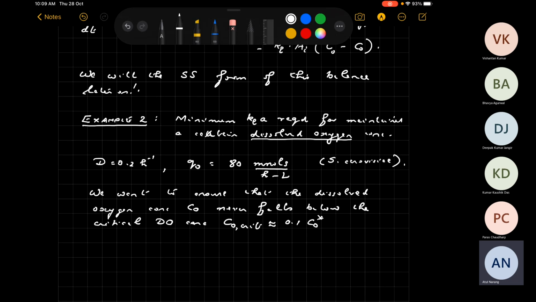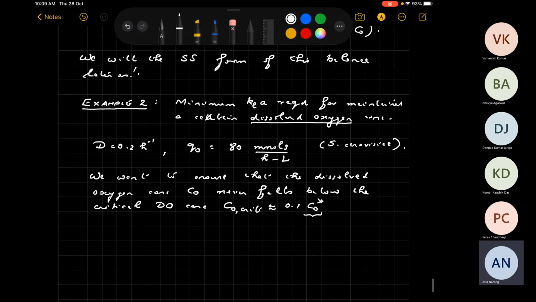So basically when the concentration of oxygen becomes approximately 10% of the solubility, keep in mind C_O star is the amount of oxygen that you will find in the liquid phase when, for example, the gas phase is in contact with it, right? So this is kind of like the solubility of oxygen.